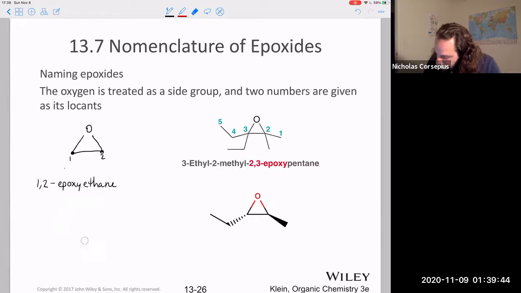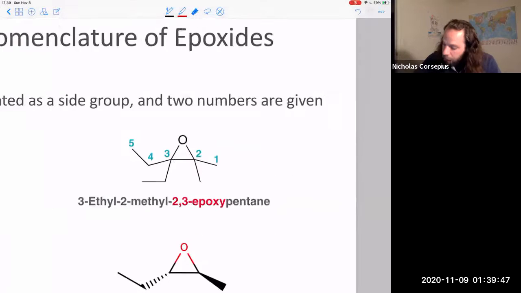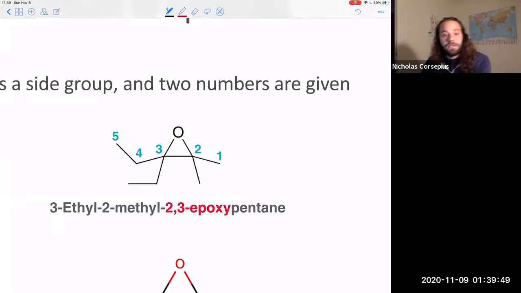Okay, so now let's go on to our more complicated example here. Again, I'm going to find my longest set of contiguous carbons that contain that epoxide functional group. I'm going to number in such a way that gives that epoxide functional group the lowest number possible. So 1, 2, 3, 4, 5. And then I'm going to list all my substituents in alphabetical order, keeping the epoxy for last. So that one doesn't go in alphabetical order. It always goes just at the very beginning of that parent chain.